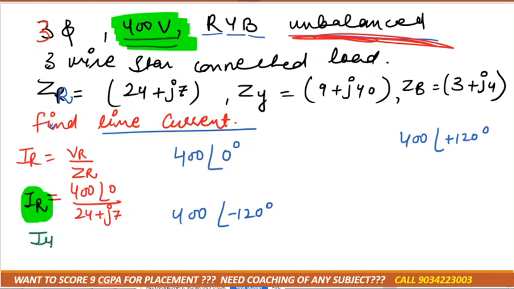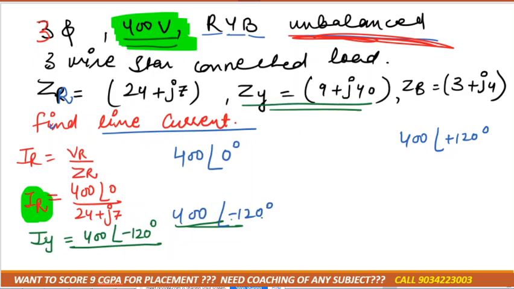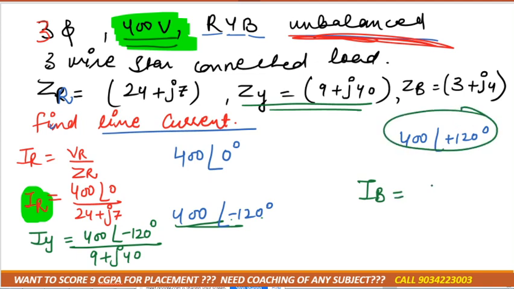Similarly, we need to calculate IY. Next angle is how much? Minus 120. So we'll write down 400 angle minus 120 divided by ZY. IY means VY divided by ZY. So that would be 9 plus j40, right? Similarly, we can get IB. Now the next angle is how much? Plus 120 degrees. That would be 400 angle plus 120 divided by 3 plus j.